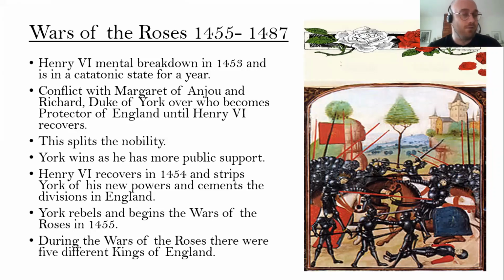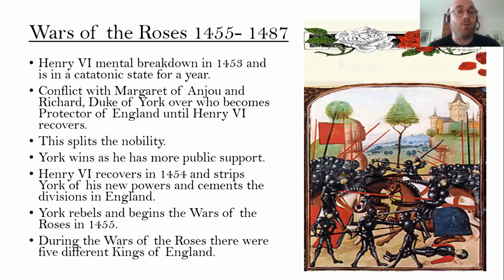Now, Margaret of Anjou, who was Henry VI's wife and queen, wanted to take over the country and become protector, but so did Henry VI's cousin, Richard, Duke of York. And both of these two were vying to become protector of England until Henry VI recovers. This creates a split in the nobility, because people who favoured Margaret of Anjou were called the Lancastrians, and people who favoured Richard, Duke of York were called the Yorkists, leading to the beginning of the Wars of the Roses.